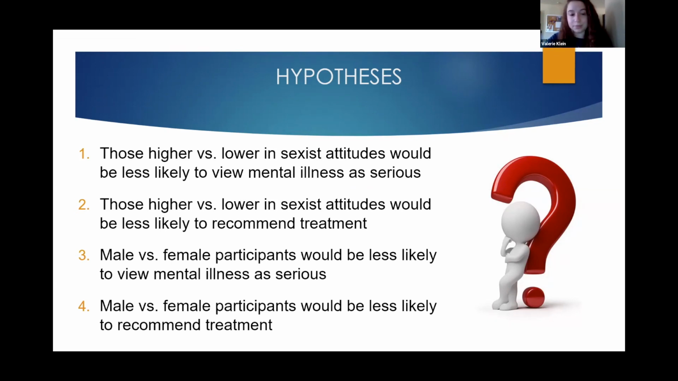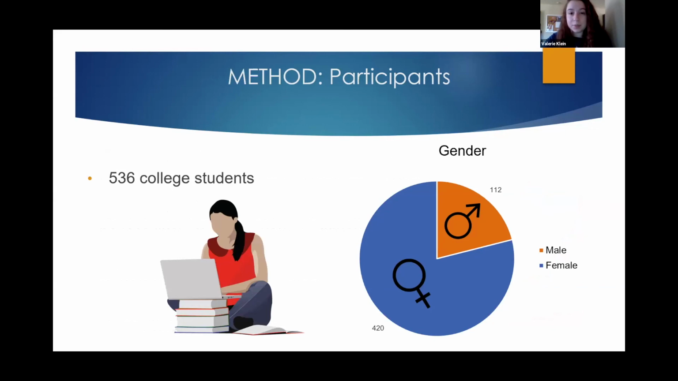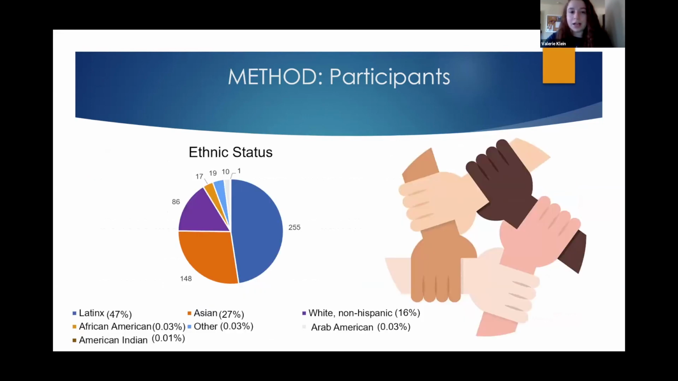to recommend treatment. Our participants consisted of 536 college students, of which 420 were female and 112 were male. Our ethnic status breakdown is that 255 participants identified as Latinx, 148 identified as Asian, 86 identified as white, 17 identified as African American, 19 identified as other, 10 identified as Arab American, and 1 identified as American Indian.